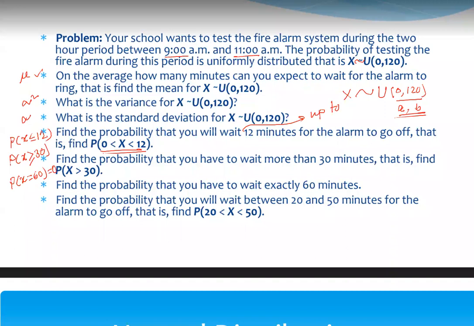Then find the probability that you'll wait between 20 and 50 minutes. So in this one, you need to find the probability that you will wait between 20 and 50 minutes. So 20 is less than X is less than 50. So these are all the questions. And remember, the alarm is being tested between 9 and 11. That is 120 minutes. That's why we have 0 and 120. So let's go ahead and work on this problem.